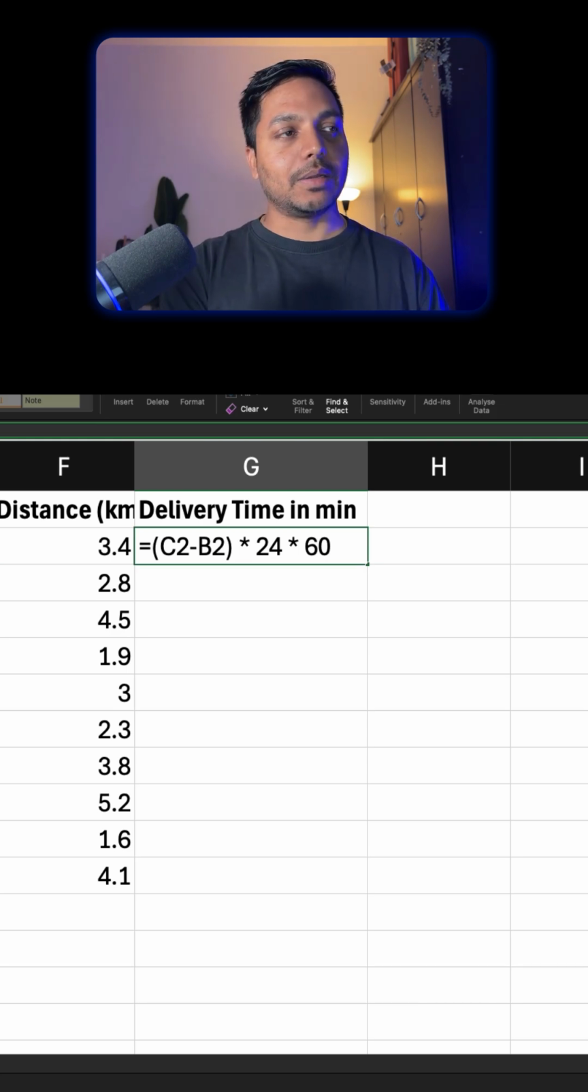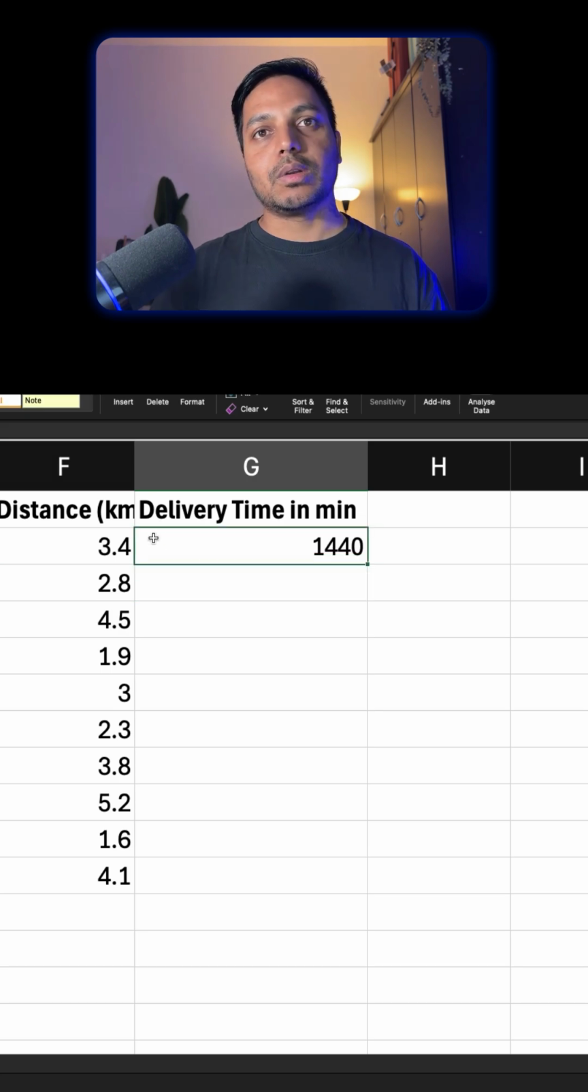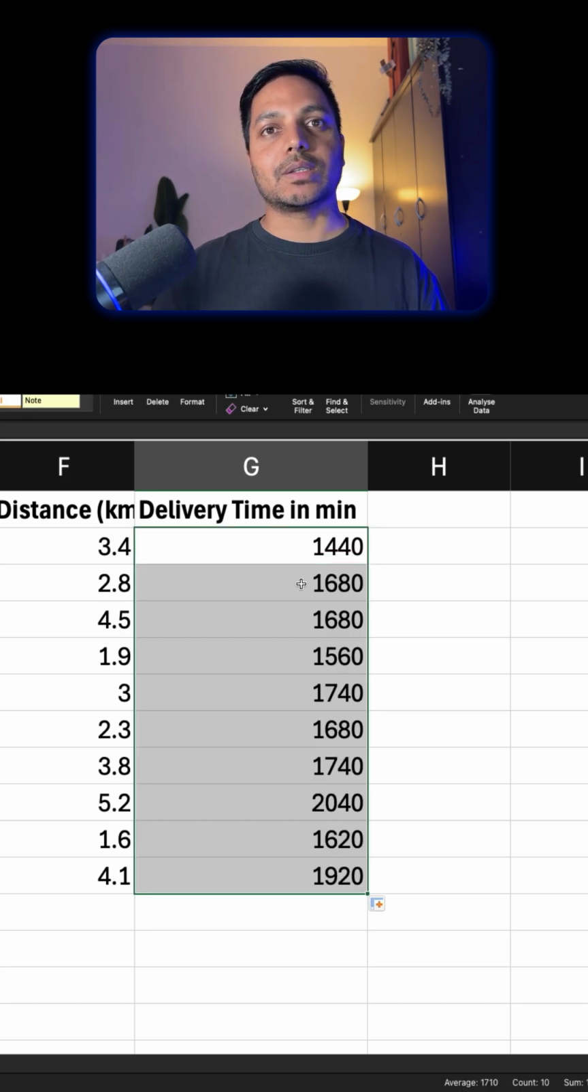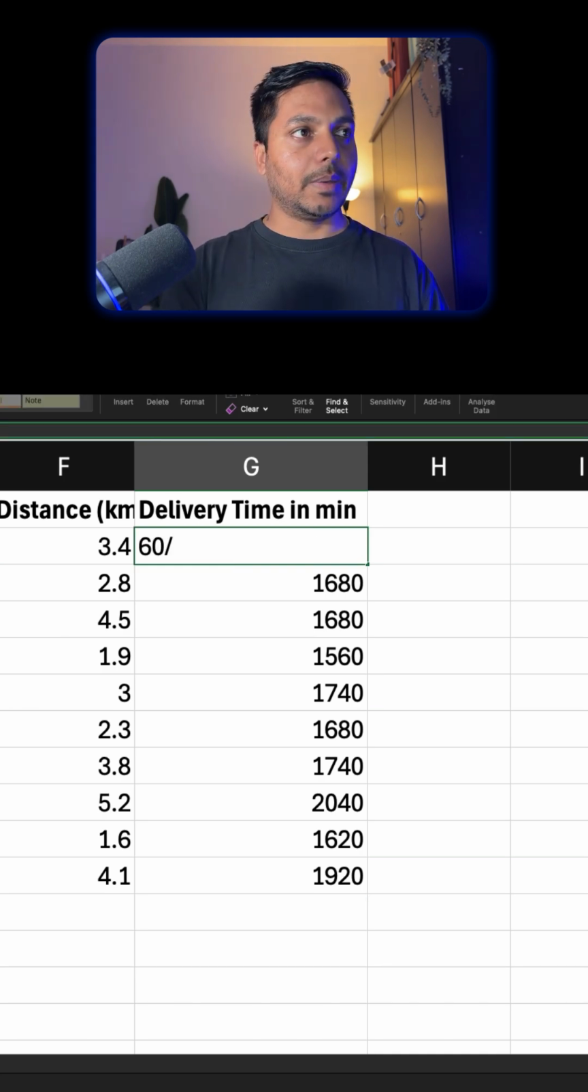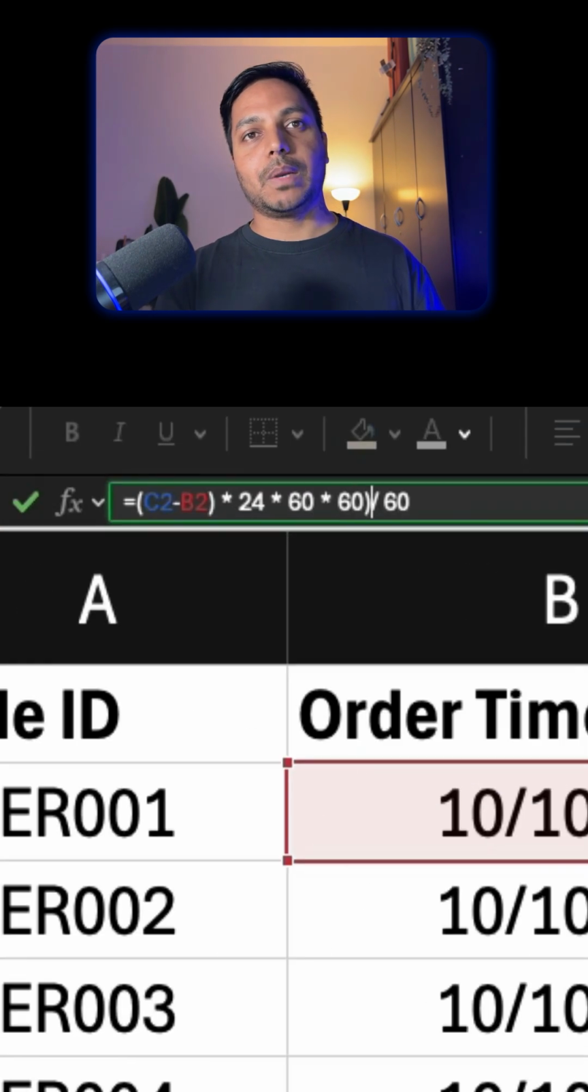If you need seconds, then you can multiply by 60 more. So this is going to give you the seconds. So now you have the difference in seconds. That means this is the seconds that it took to deliver the product. If I just divide it by 60, you will have the delivery time in minutes, or you just have to multiply with 1440.